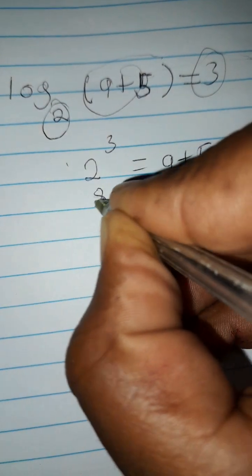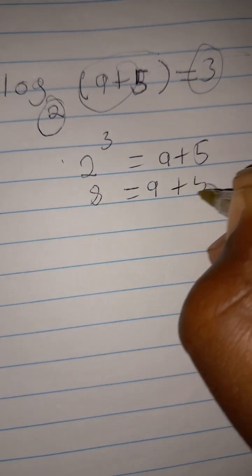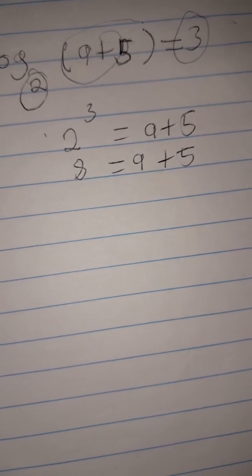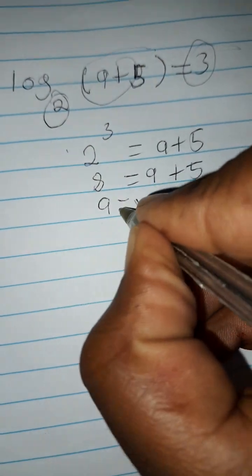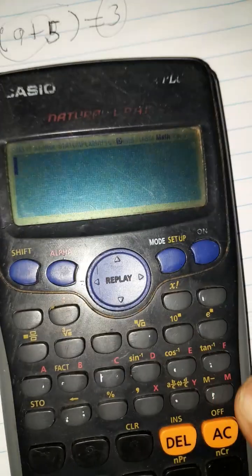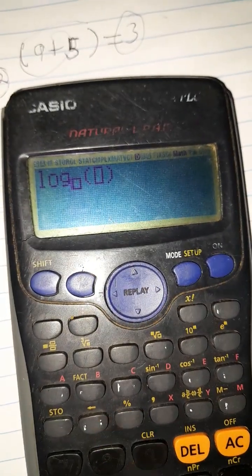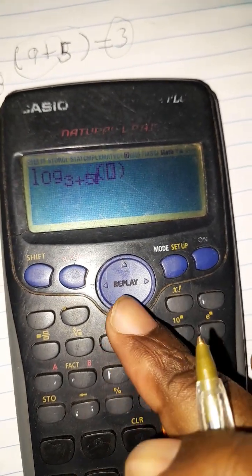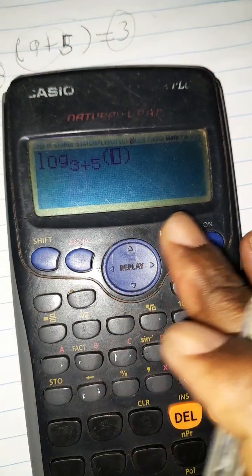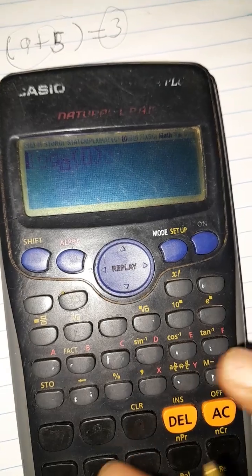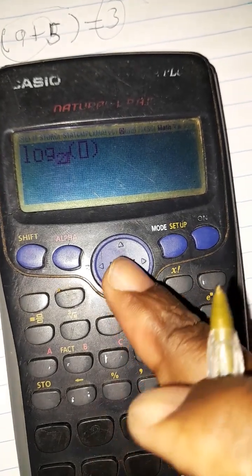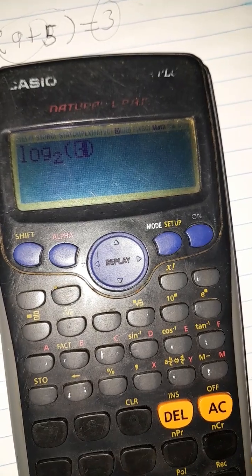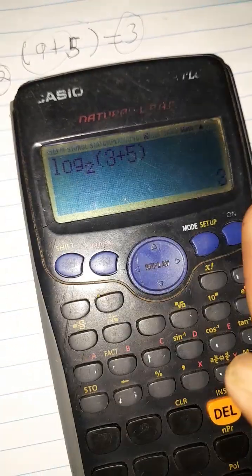So what is 2 to the power of 3? That's 8. Then we have a plus 5 equals 8, so when you take 5 to the other side, it's the same as having 8 minus 5. That will give us 3, guys. So meaning that a is 3. You can check whether it's correct. Just punch the logarithm in your calculator: first put 2, which is our base, log 2, then we have 3 plus 5. That will be 3. So it's correct, guys.